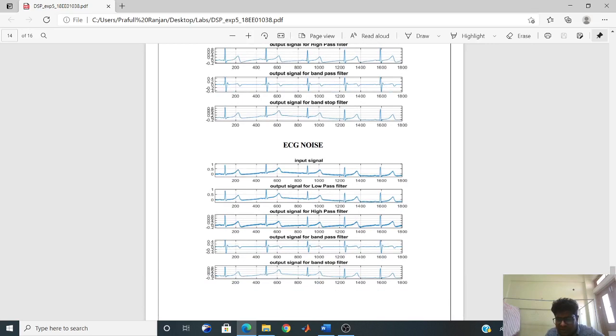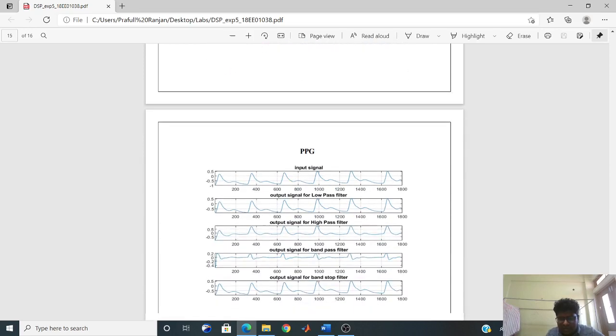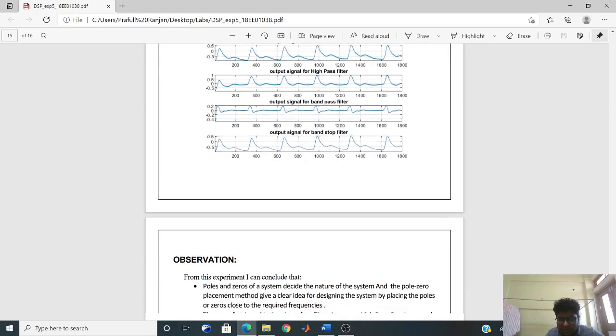And this is for ECG noise. This is the input signal. It is for low pass filter, high pass filter, band pass filter, and band stop filter. Similarly for the PPG signal, we can observe that this is the input signal, this is for low pass filter, and this is for high pass filter, and the output signal for band pass filter. This is the band pass filter, and this is the band stop filter. Similarly, this is for PPG noise.